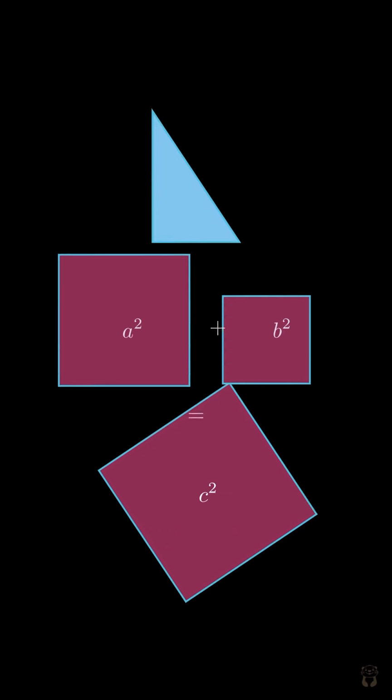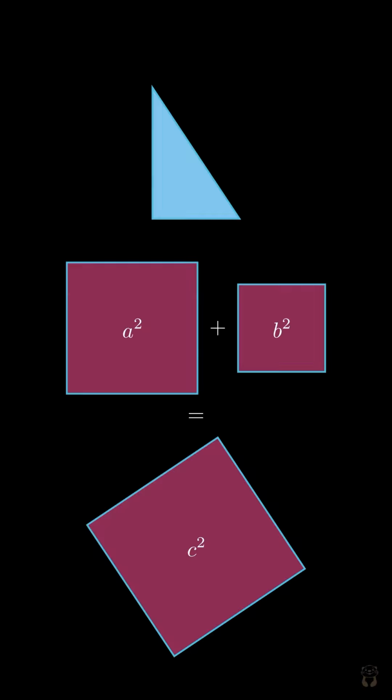This visual proof shows us that the area of square A plus the area of square B equals the area of square C. This proves the Pythagorean theorem.